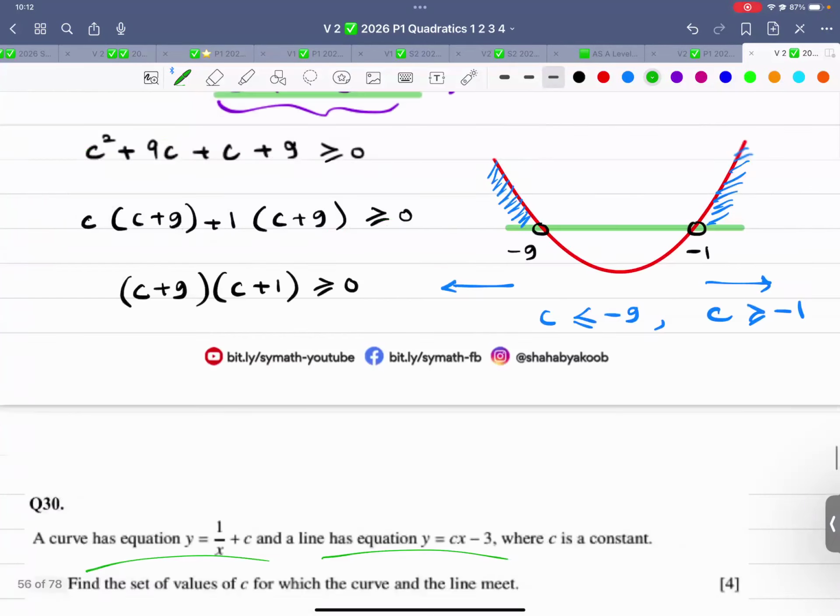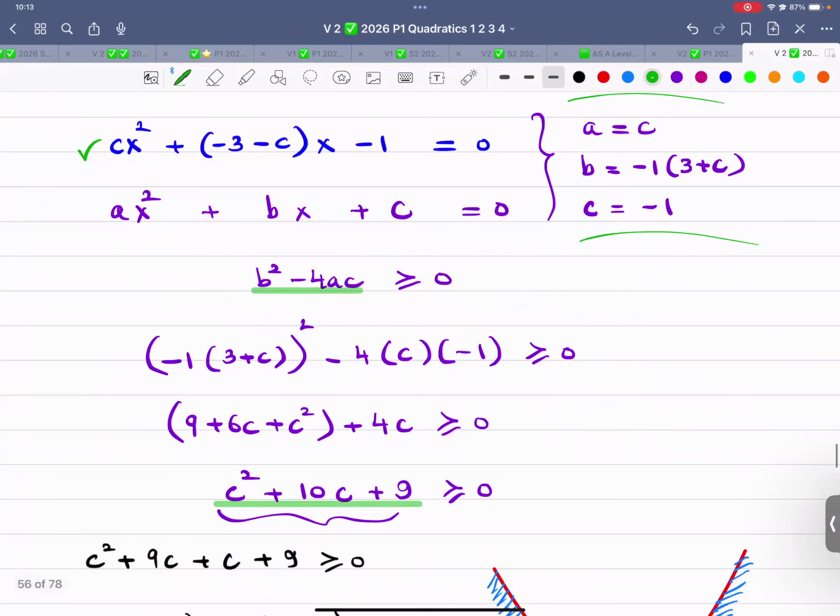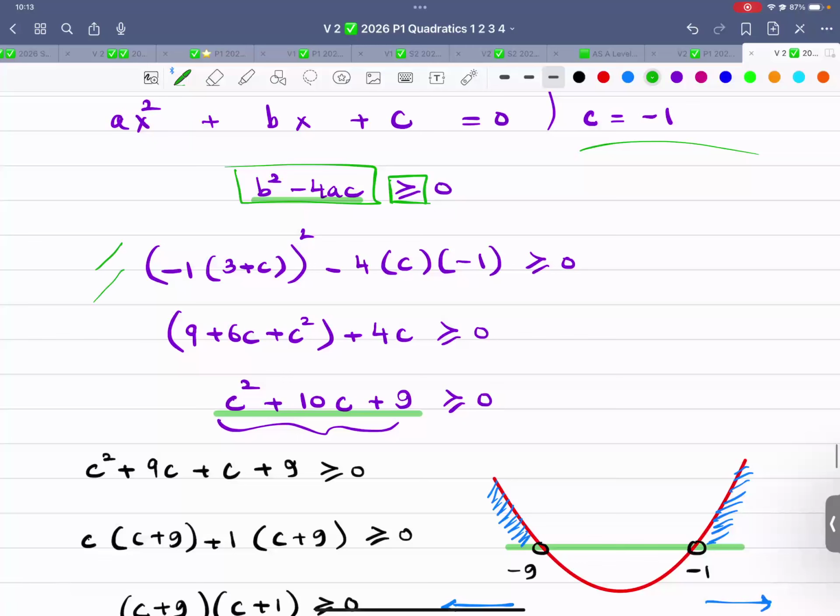Now, this part is the same. You would equate the two. You will make a single equation. This is what you will get. These will be your a, b, and c. This thing will also be the same, except for the inequality, you will have an equal sign. So now everything will be the same.